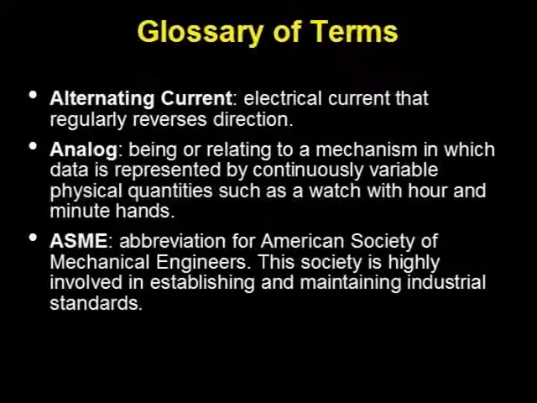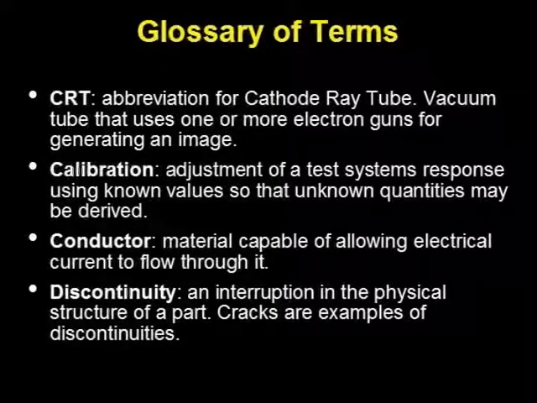Alternating current is an electrical current that regularly reverses direction. Analog refers to data which is represented by continuously variable physical quantities, such as a watch with hour and minute hands. ASME is an abbreviation for American Society of Mechanical Engineers. This society is highly involved in establishing and maintaining industrial standards. CRT, of course, is an abbreviation for cathode ray tube. It's a vacuum tube that uses one or more electron guns for generating an image.